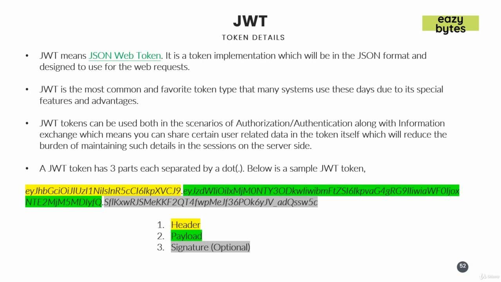And lastly, we have a signature part, and this is optional. Only if you are going for the encryption and if you want to make sure that no one tampered with your header and body parts of your token, then you will use this last part, which is the signature part. Otherwise, header and body are mandatory sections, whereas signature is an optional one.